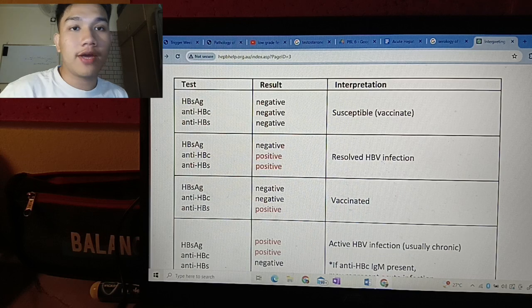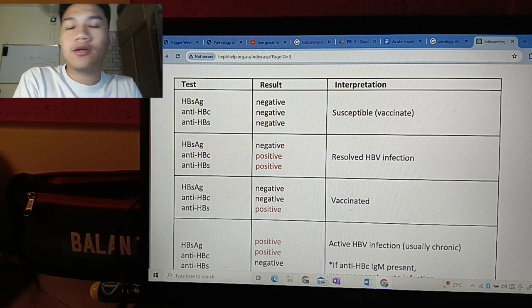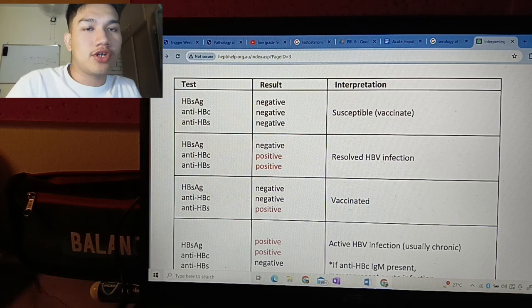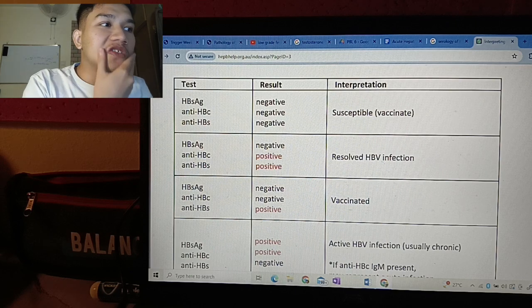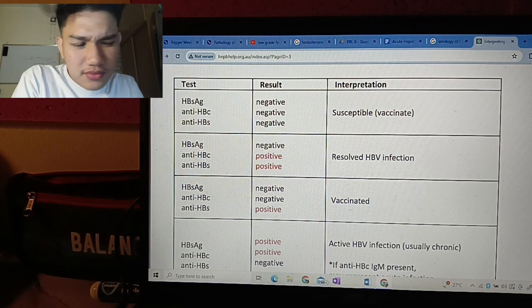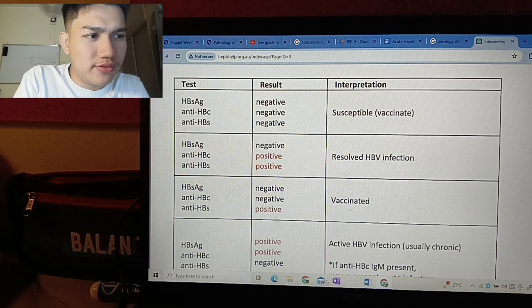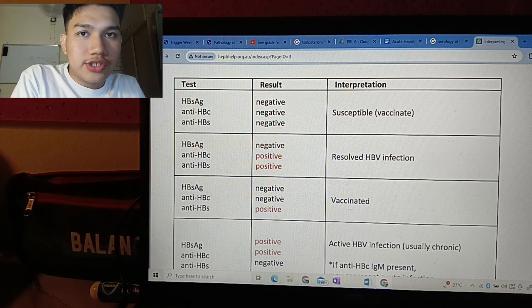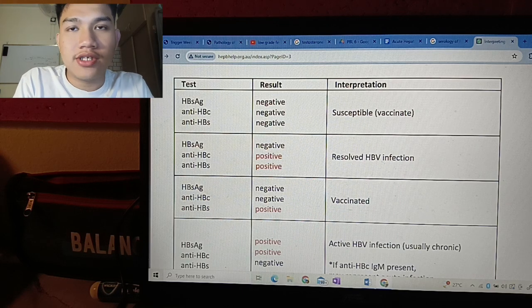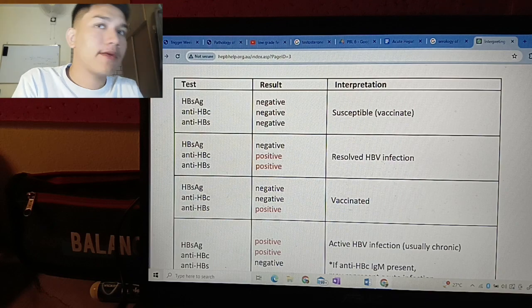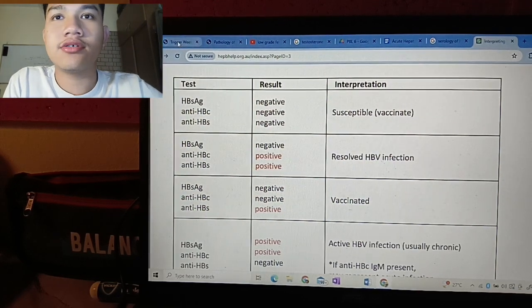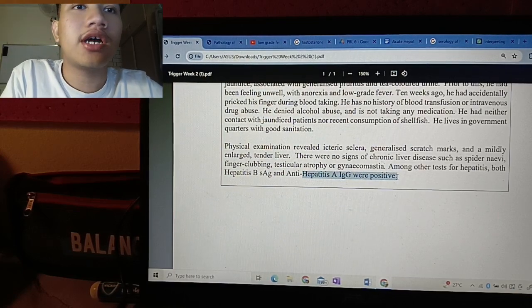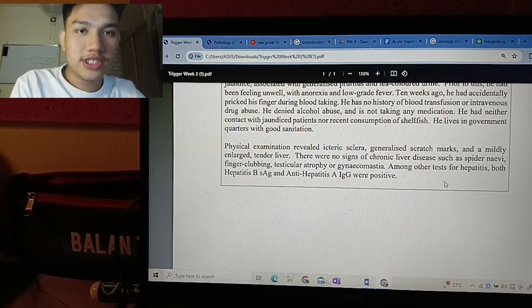In this video kita akan tengok serology test for hepatitis infection. Kita akan tengok immunologic markers dan we try to interpret lah. Okay. So patient confirmed diagnosed with hepatitis B viral infection dalam case ni. Because hepatitis B surface antigen positive, and then I can remember the case, and hepatitis A IgG also positive. Kita akan discuss lepas ni.